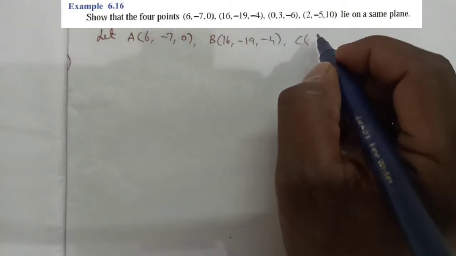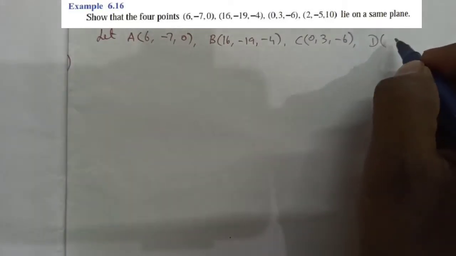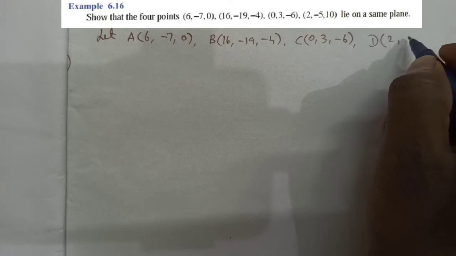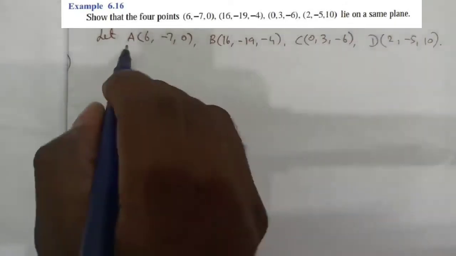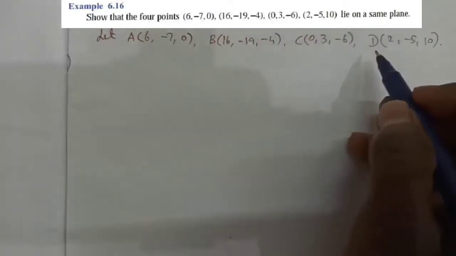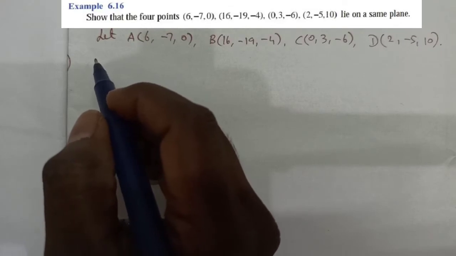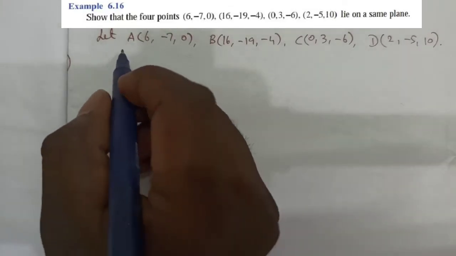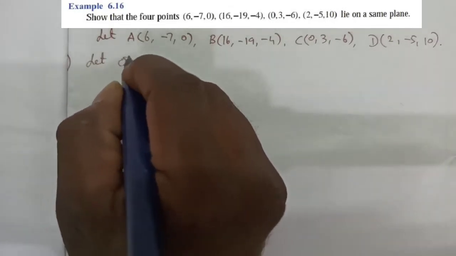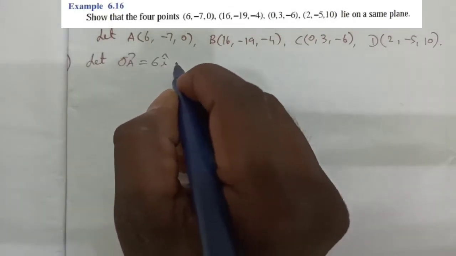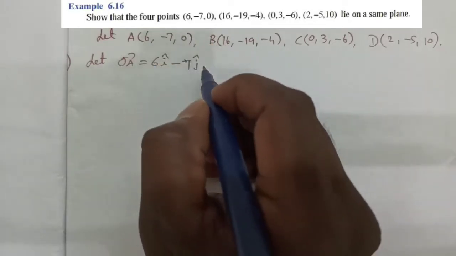Next point C, that is (0, 3, -6), and the last one, D, is the point (2, -5, 10). Okay, so these are in the form of coordinate points. Now I am going to convert these points to vectors. So the position vector of A, let OA vector equal 6i cap minus 7j cap, and k cap into 0 becomes 0.